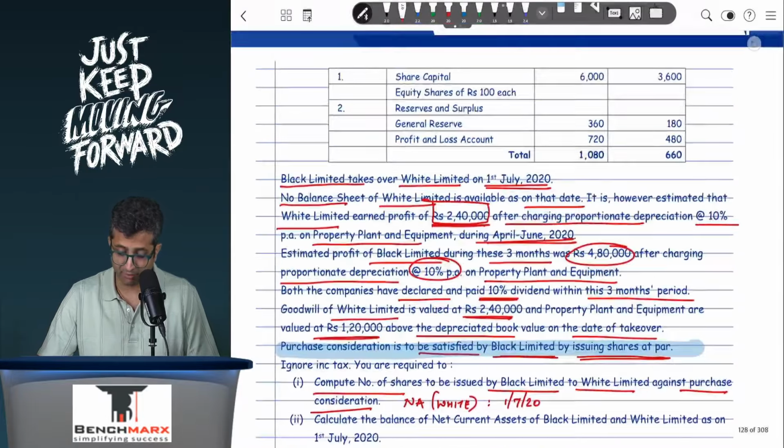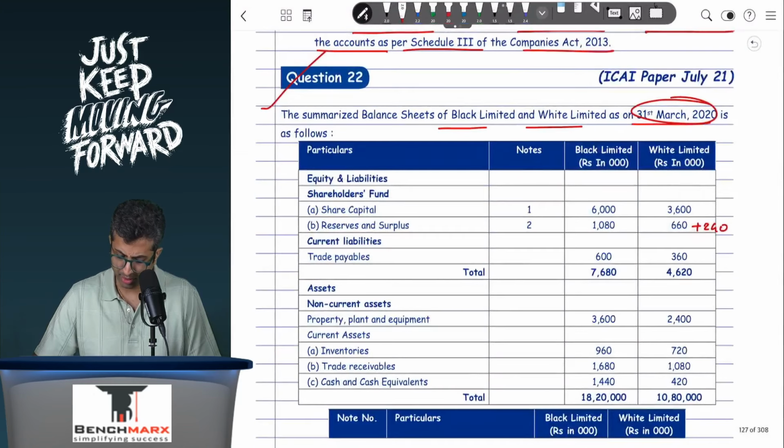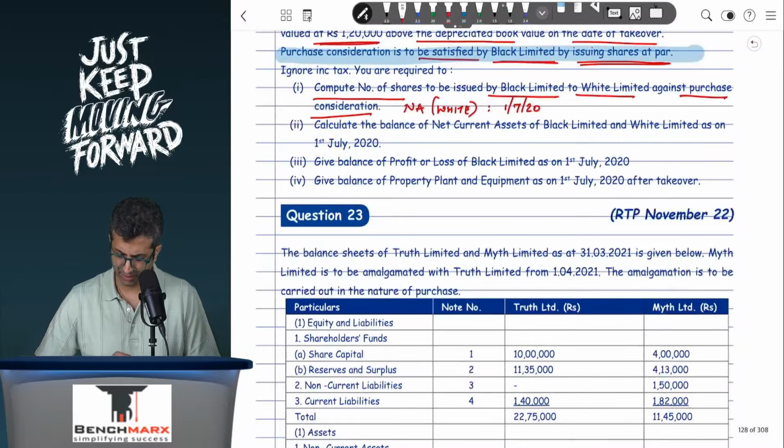However, this is a profit after depreciation. Depreciation will be 10% of PP. Now PP over here would be 2400 into 10% into 3 by 12. Can I say 60 would be your depreciation? Yes or no? And hence this will come to, let us say, 2340. Perfect. This will be there in the balance sheet.